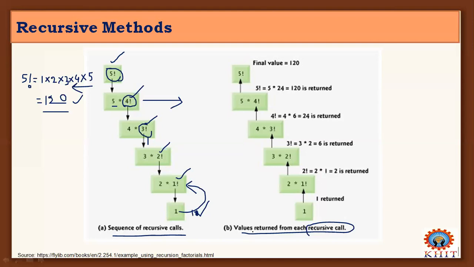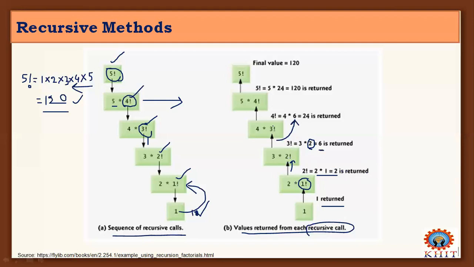Now coming to the values returned from each recursive call. Here 1 factorial returns 1. This 1 is copied here, and 2 into 1 becomes 2 factorial. So this value is returned to this position. 2 factorial is nothing but 2. Then 3 factorial is 3 into 2 factorial, and 3 into factorial of 2, which is 2, gives 6. So 6 is written here.